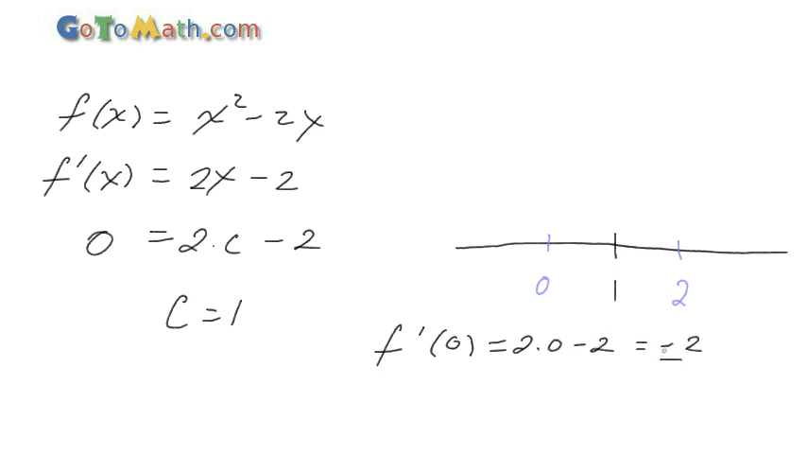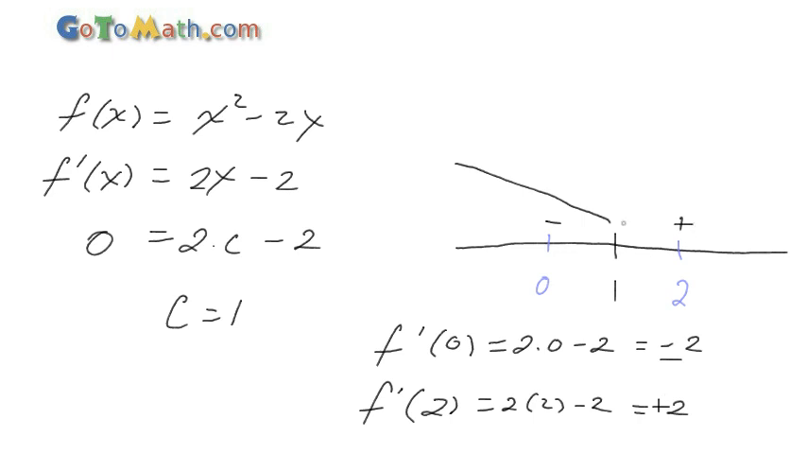So what we're interested in here is the sign. It's negative, and that means that the graph is decreasing. Okay, the graph is decreasing up to 1. And then we do f prime and plug 2 in. So we have 2 times 2 minus 2, and that's going to be a positive number. 4 minus 2 is 2. So that's a positive number. That's what we're really interested in, if it's positive or negative. So then that's going to be increasing.